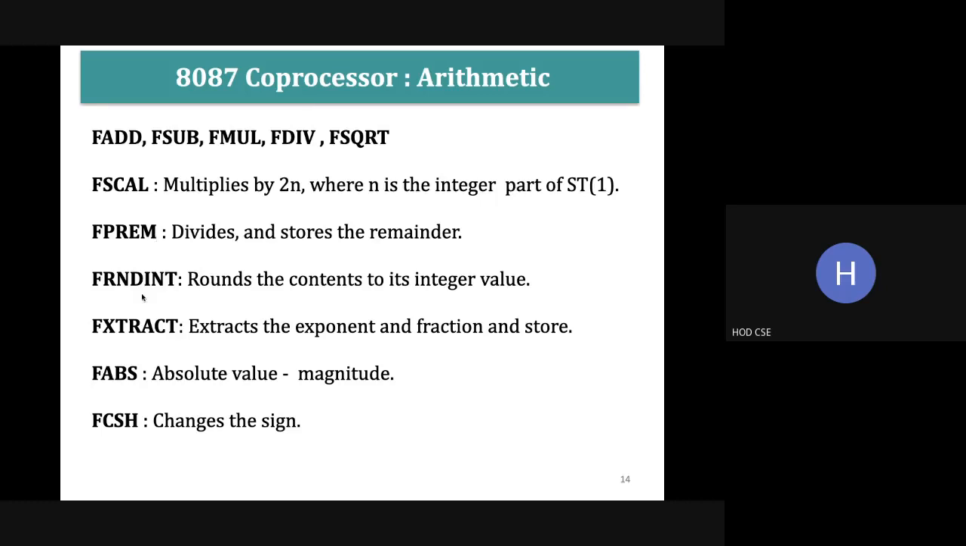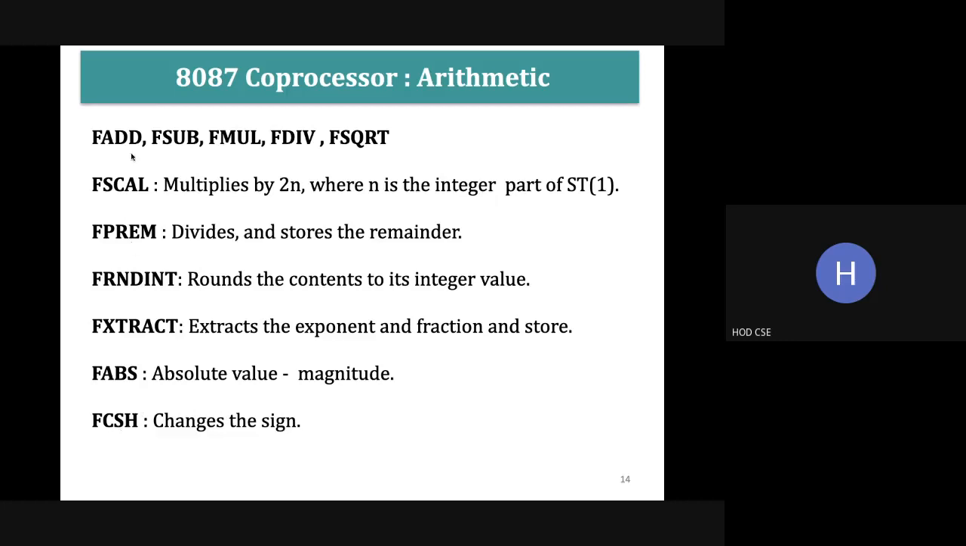Okay. So next one is round the content to its integer value. Here, the extract instruction is used to extract the exponent and the fractional part and store that in the top of the stack. Next one, FABS is used to find out the absolute value. That is modulus. And here, FCHS is used to change the sign.